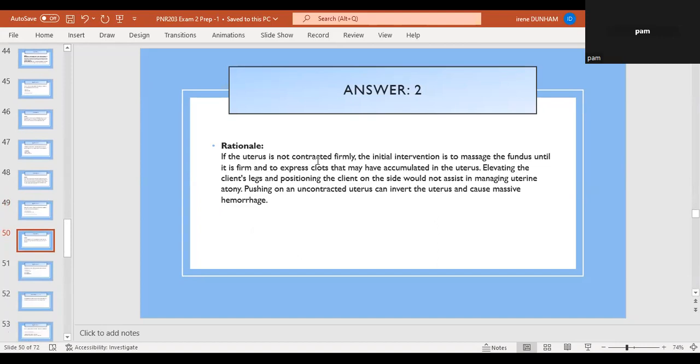If the uterus is not contracted firmly, the initial intervention is to massage the fundus until it's firm and to express clots that have accumulated in the uterus. Now, elevating the client's legs and positioning the client on the side would not assist in managing uterine atony. So that's a uterus without tone. And pushing on an uncontracted uterus can invert the uterus and cause massive hemorrhage. Yeah, you don't want to do that. No, you don't want to invert a uterus.